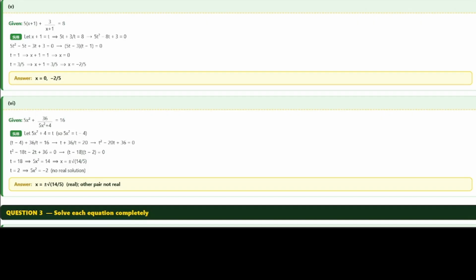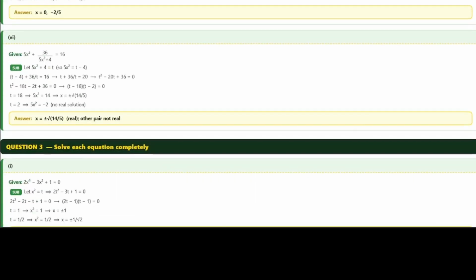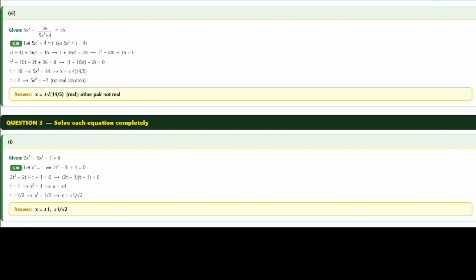Then for the final part of question number 2, we have 5x square plus 36 over (5x square plus 4) is equal to 16. We can take 5x square plus 4 and let it be equal to t. Now what does that mean? That means that 5x square will be equal to t minus 4. We took the 4 and brought it to the right side. Okay, so t minus 4 plus 36 over t is equal to 16. We replace the value of 5x square plus 4 with t. And t plus 36 over t is equal to 20.